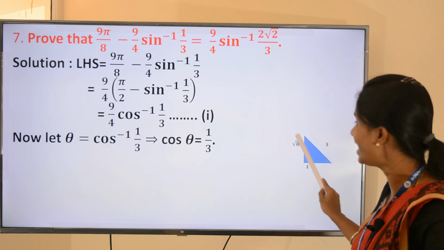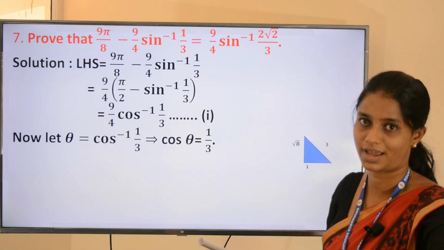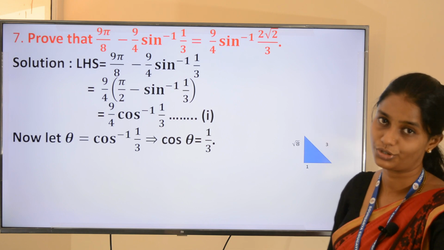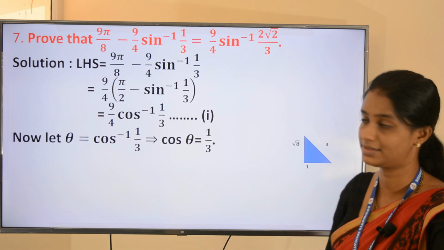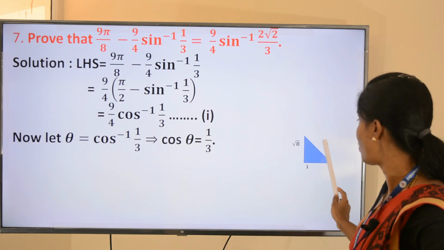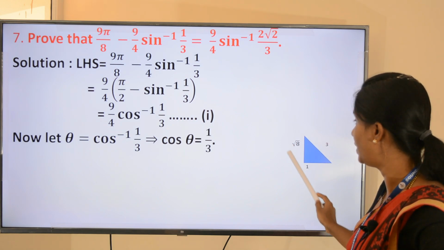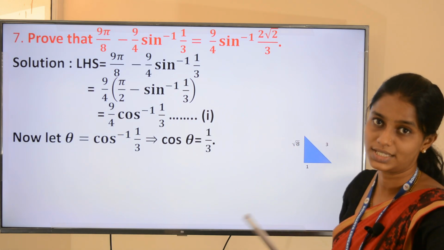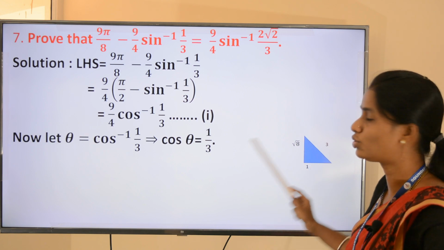So we have to find the opposite side of a right angle triangle. How can we find it? Using Pythagoras theorem, isn't it? So 3 square minus 1 square will be left out with the opposite side. So that will be square root of 8.